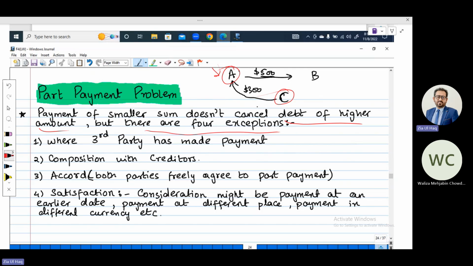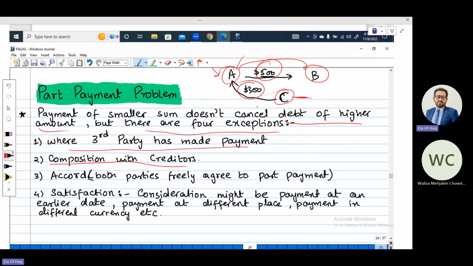If A wants to receive from B 500 and B is paying 300, now A can claim a further 200. But if any other party, meaning a third party, is paying A, then the smaller sum can cancel the larger sum. So payment of a smaller sum does not cancel a debt of a higher amount, but there are 4 exceptions, where a third party has made the payment, in which case the higher amount can be cancelled with a lower amount.